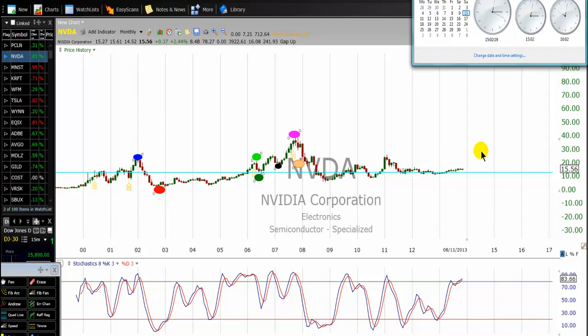Today is the 10th of November 2013, and the time in London is 2 minutes past 3 p.m. In New York, 2 minutes past 10 a.m.